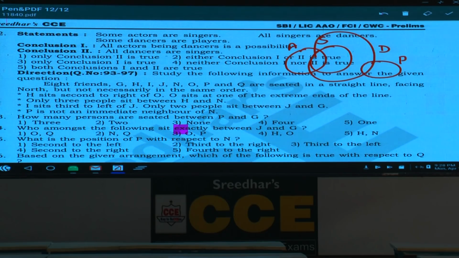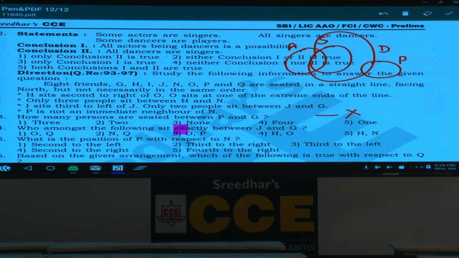First one, all actors being dancers is a possibility. First one is a possibility. And second one, all dancers are singers. All dancers are singers is false. All singers are dancers is true. All dancers are singers is false. And so only the first conclusion is true.